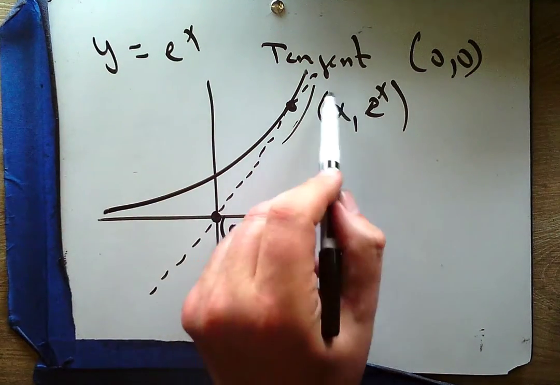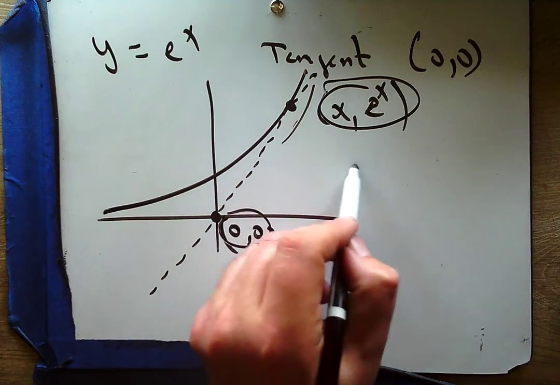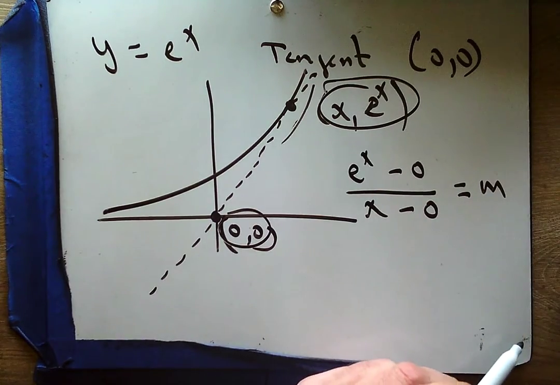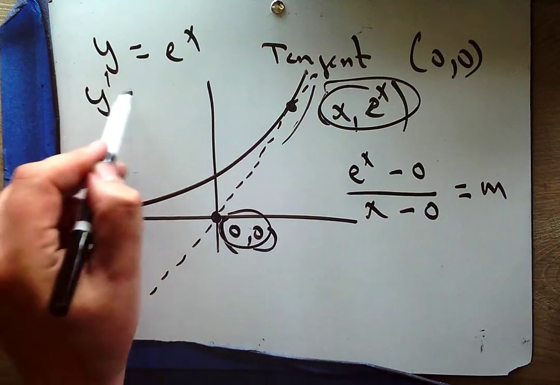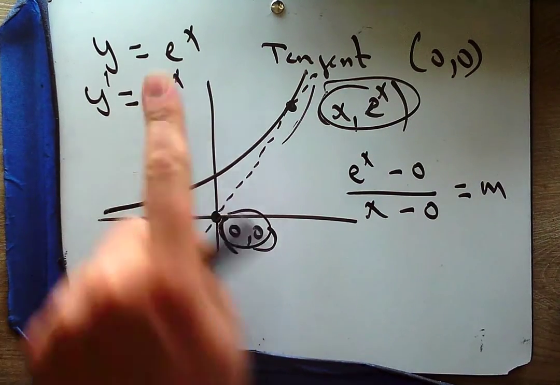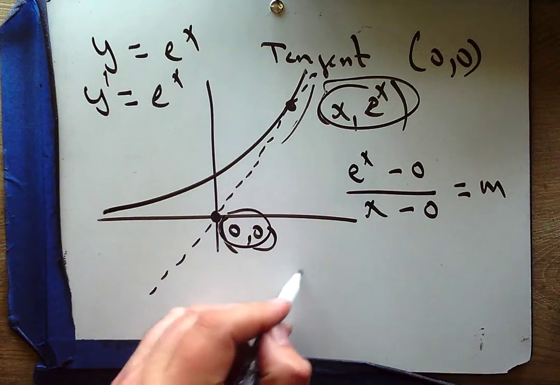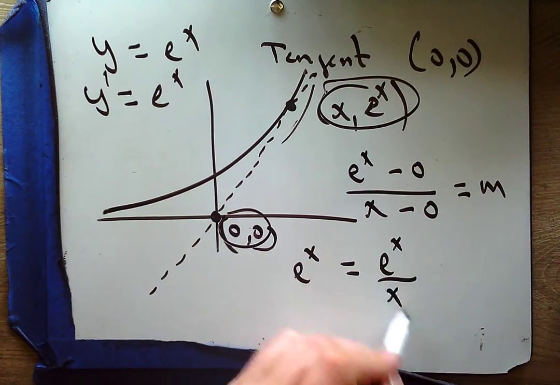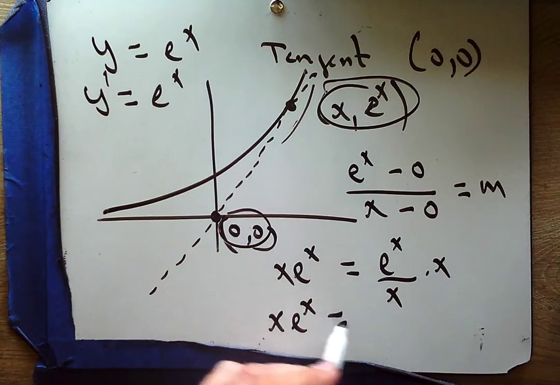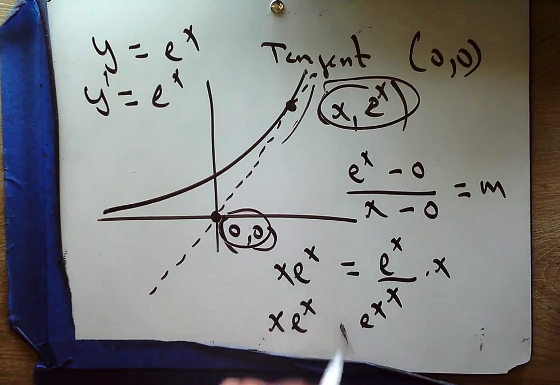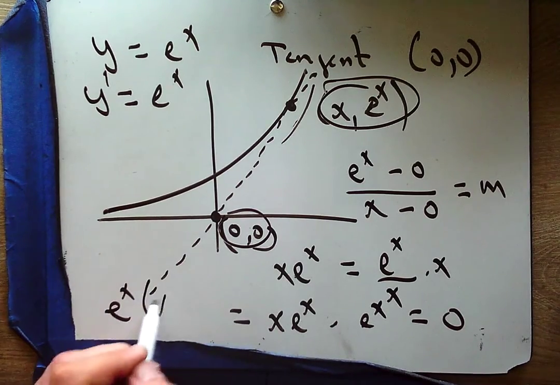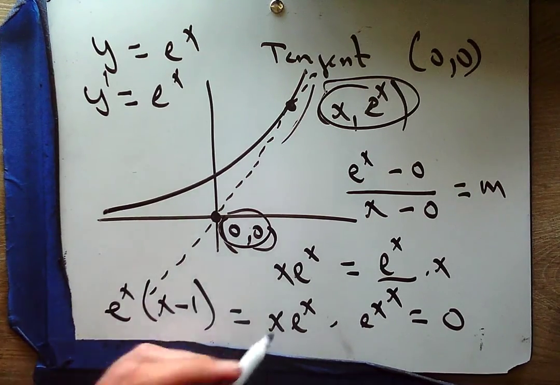So the slope of the tangent line, I'm going to use the slope formula with these two ordered pairs, e to the x minus 0 over x minus 0. That's the slope of the tangent line. The slope of the curve is called its derivative, and that's e to the x. So what I want is the slope of the curve to equal the slope of the tangent line. E to the x equals e to the x over x. I multiply both sides by x. x times e to the x equals e to the x. I'm going to subtract e to the x from both sides. I'm going to factor out an e to the x and be left with x minus 1.